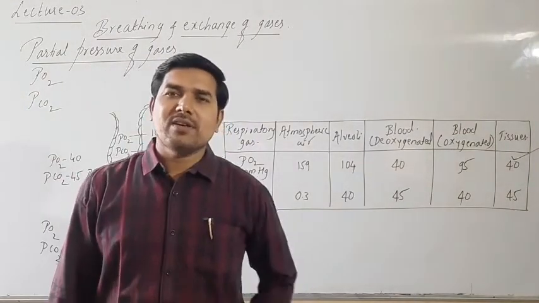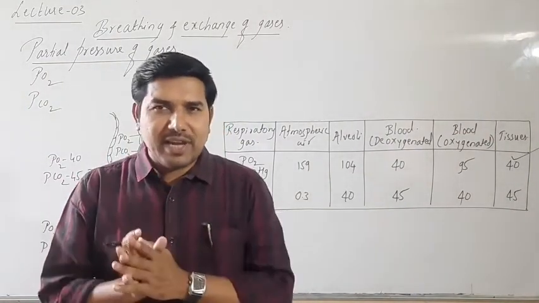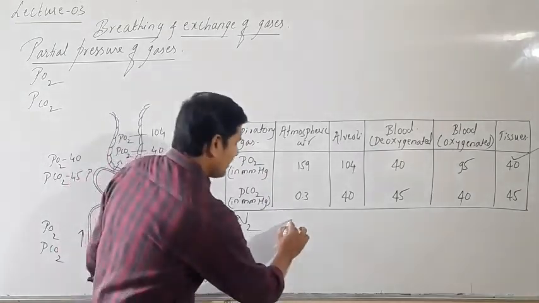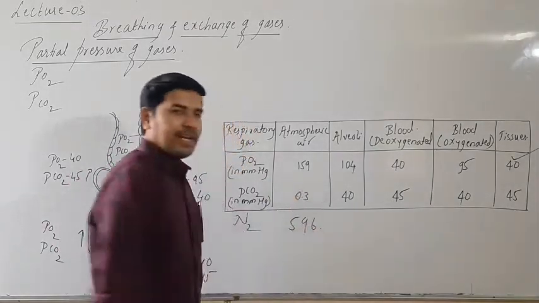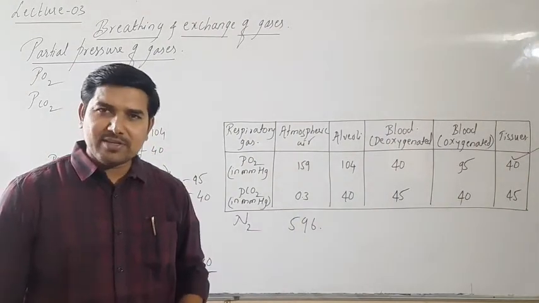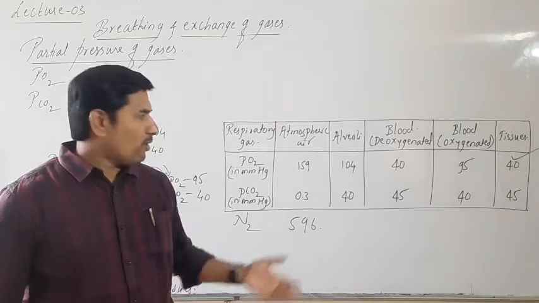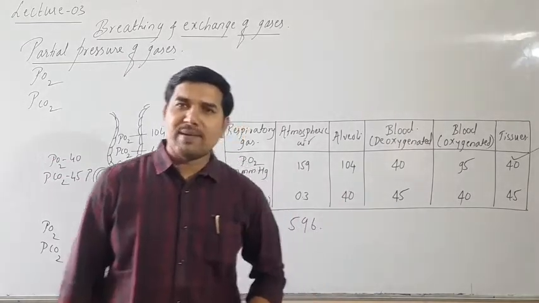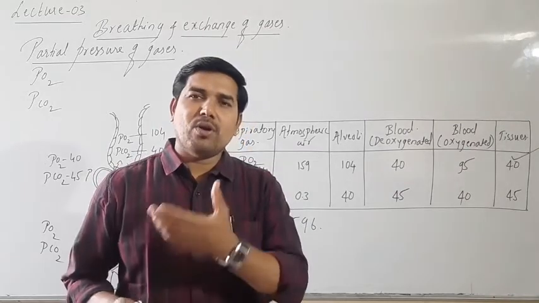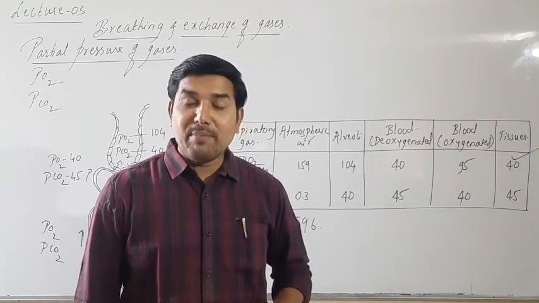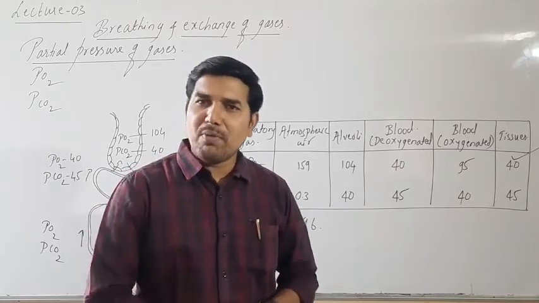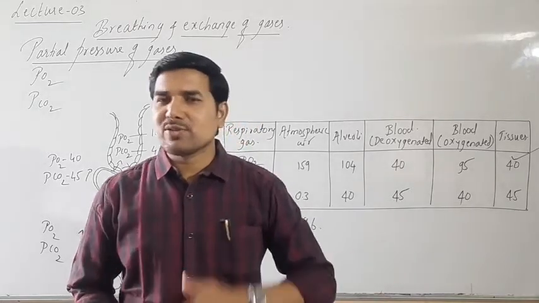The nitrogen which is present in the atmospheric air is around 596 mm of Hg. This will enter into the lungs, and from the lungs it enters into the oxygenated blood, and in the oxygenated blood the amount of nitrogen is around 573 mm of Hg, and in the tissues there is no nitrogen.